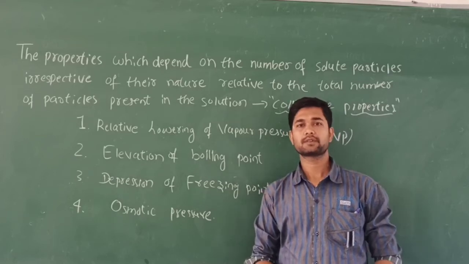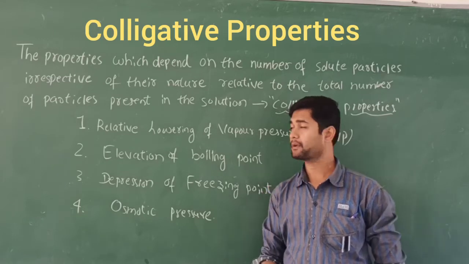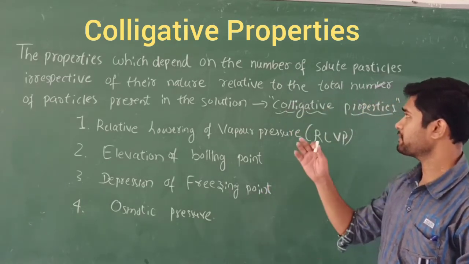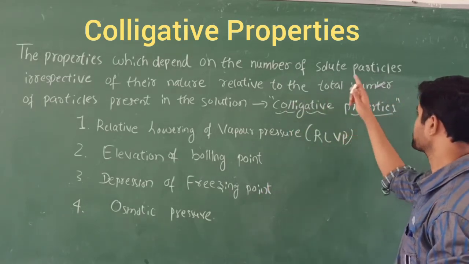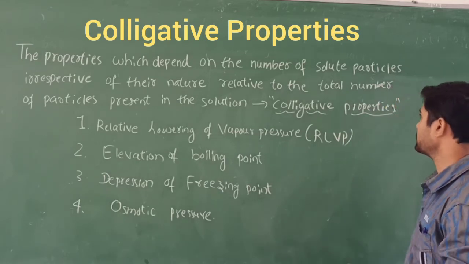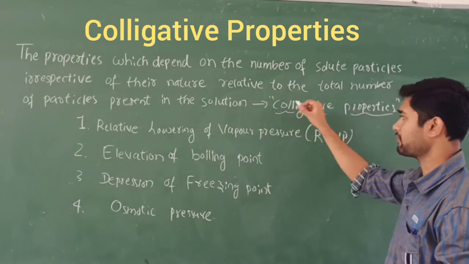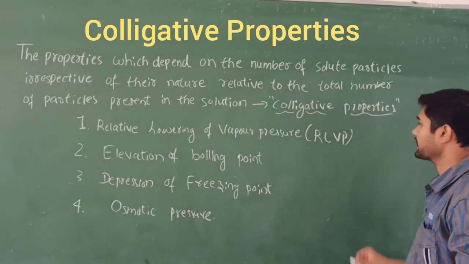Let's discuss the colligative properties. So let's define what those colligative properties are. The properties which depend mainly on the number of solute particles, irrespective of their nature, and are related to the total number of particles present in the solution, those types of properties we are going to call colligative properties.